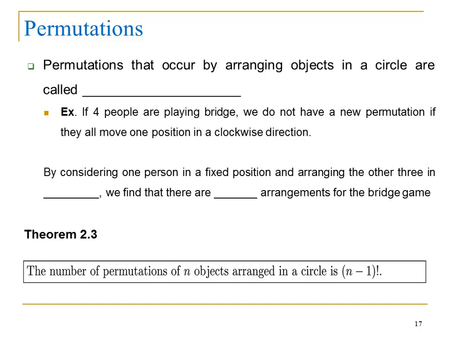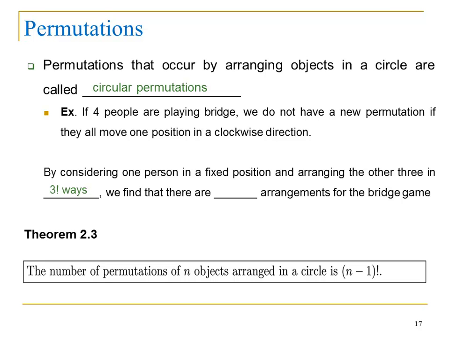So again, the number of permutations of n objects is n factorial, but now we're going to discuss different types of scenarios that we can have and how those scenarios can be combined into different expressions and equations. So this is the first one. Permutations that occur by arranging objects in a circle are called circular permutations.